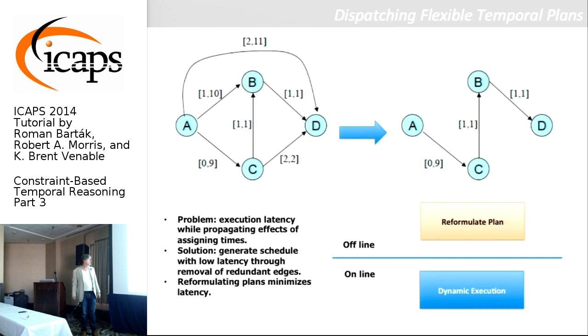Okay, so there are algorithms out there that have been developed, and I'll give you some references. But there are fairly straightforward algorithms for removing redundant edges of a simple temporal network, which generate what I call reformulations of the plans, for the purpose of minimizing latency during execution. Does everybody see that? Anybody have any questions about that? So the left and the right ones are equal in terms of their execution, but there's less propagation on the right.